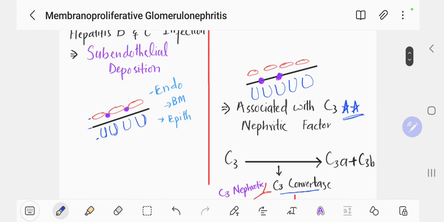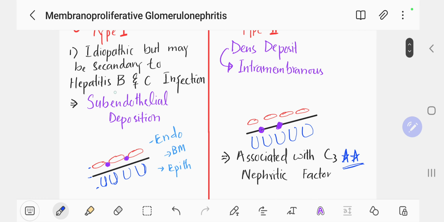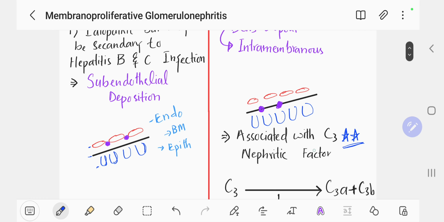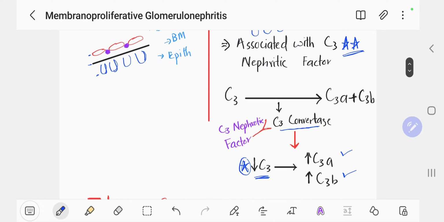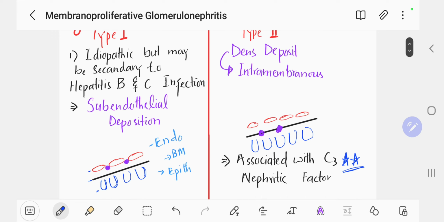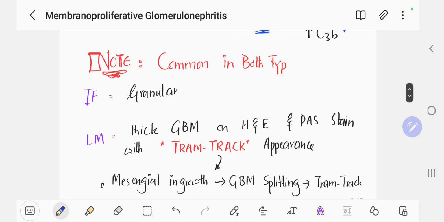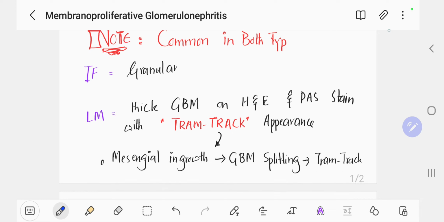Okay, so again, let's repeat. There is a subendothelial deposition. Here the dense or intramembranous deposition. This is associated with hepatitis B and C, and this is associated with the C3 nephritic factor. And membranous proliferative glomerulonephritis is co-present as both nephrotic and nephritic syndrome. Remember that. Okay, note. Now, what will be there on immunofluorescence and what will be there on light microscope?